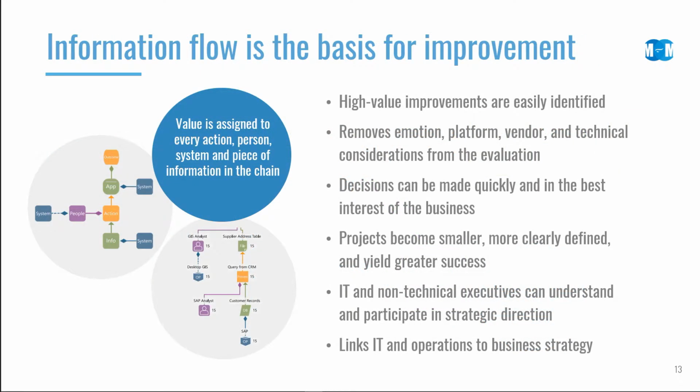Information flow modeling is the process used to understand how information flows through your entire organization, not just your information systems. This view exposes everything that is touched by and touches your information. We'll show you how with Insight and Link, high-value improvements are easily identified, how it removes emotion, platform, vendor, and technical considerations from any evaluation, how decisions can be made quickly and in the best interest of the business, how projects become smaller, more clearly defined, and yield greater success, how IT and non-technical executives can understand and participate in the strategic direction, how it links IT and operations to business strategy.